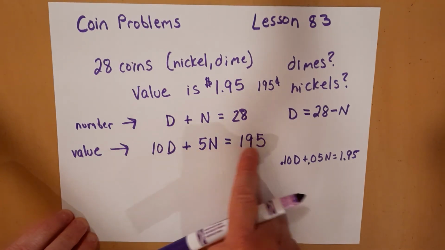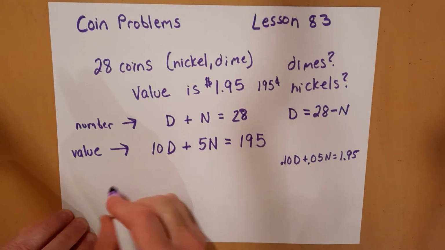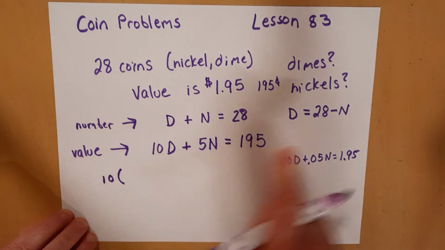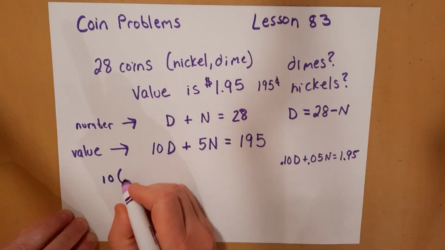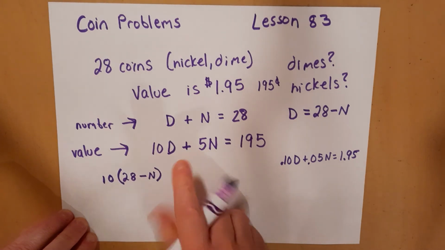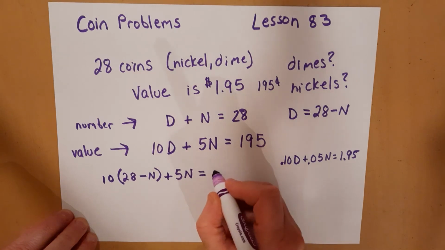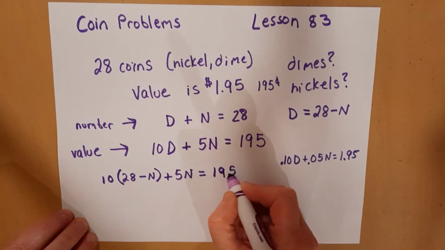And if you only have one variable in an equation, then you can find out the answer to it. So 10 times D becomes 10 times, we're putting 28 minus N in for D. 28 minus N. Now we're going to add the 5N and set that equal to 195.